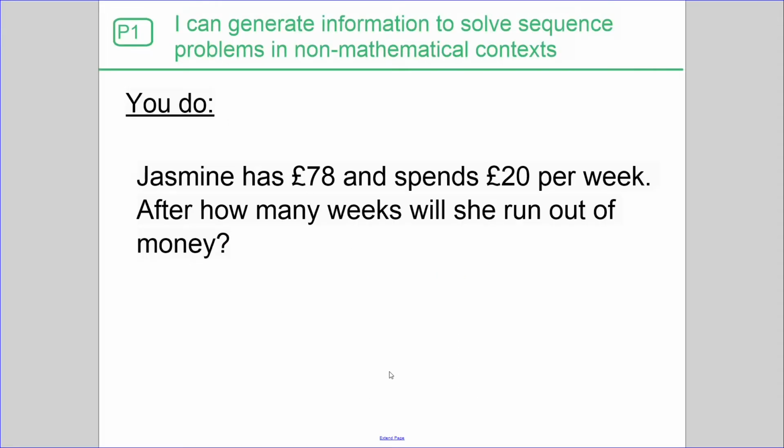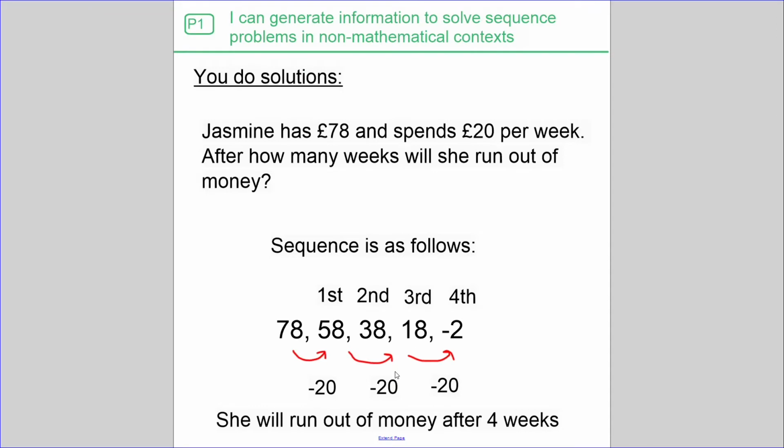Here's a question for you to try. Pause the video here. Here's the solutions. Make sure that you self-assess your work. So as you can see, once we've created our sequence, we can see that Jasmine runs out of money after the 4th week because she's got -£2 in her account. So we're going to write down the sentence. She runs out of money after 4 weeks.